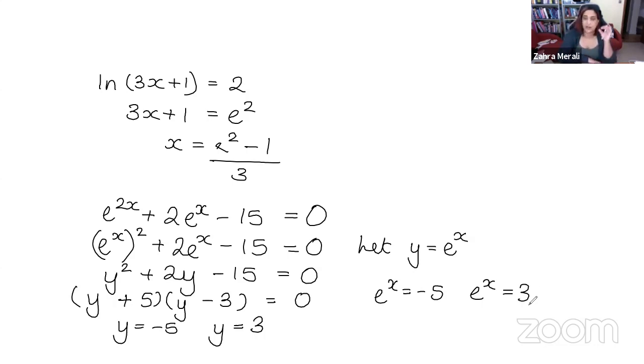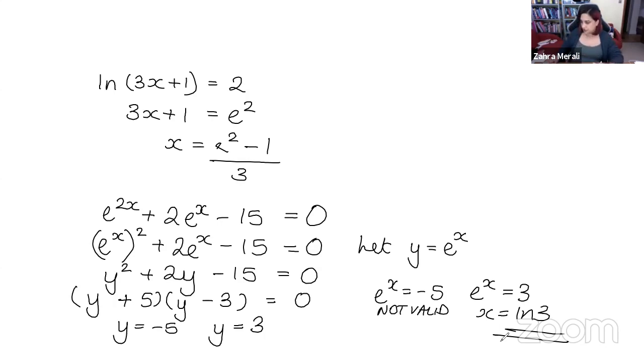Now to get rid of e, we do ln. We know we can't do ln of a negative number, so this one is not valid. And then here we get ln 3. So that's a disguised quadratic. That's one type which gives you a disguised quadratic.